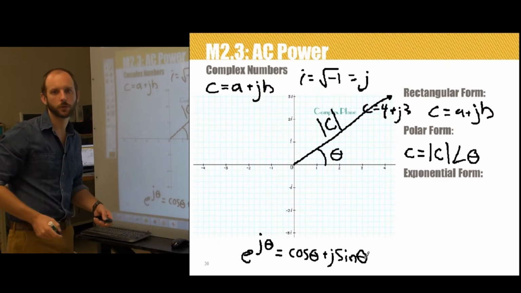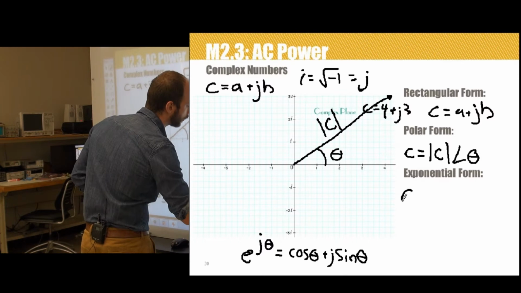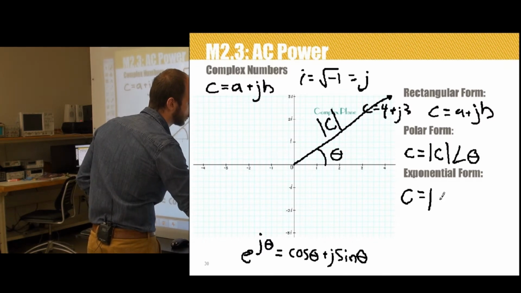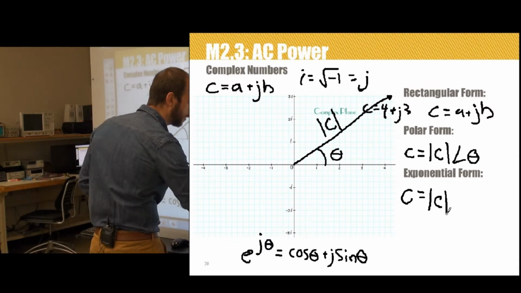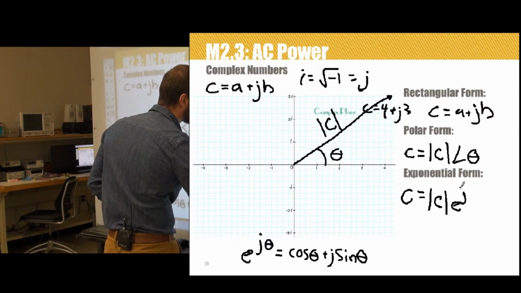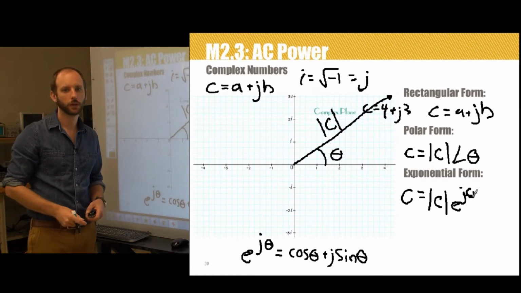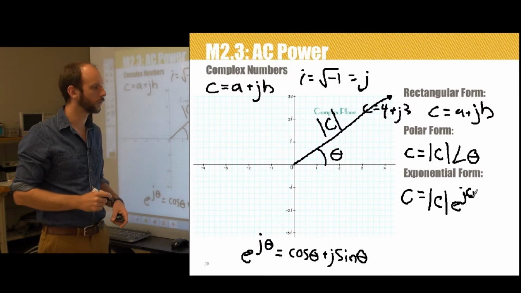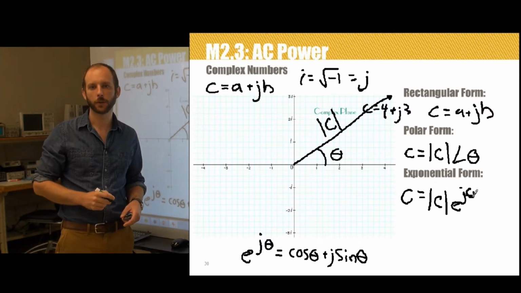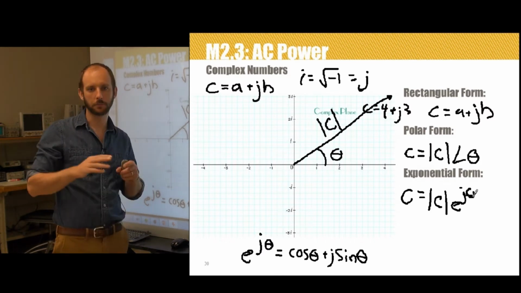So exponential form uses that, and we can express C in exponential form as C equals the magnitude of C e to the J theta, and that's because of the Euler identity there. We'll actually do some proofs of that later in the course. So therefore, complex numbers can be represented in 3 equivalent notations.